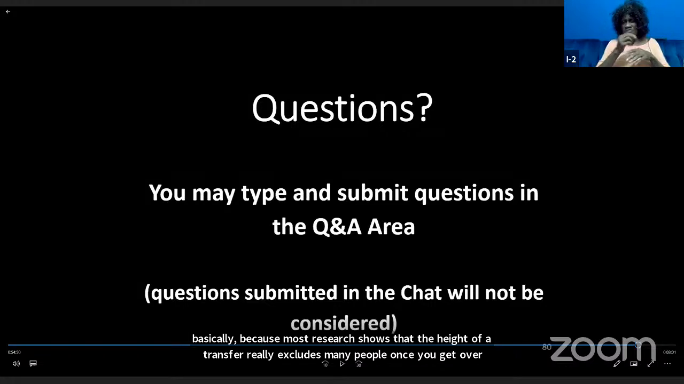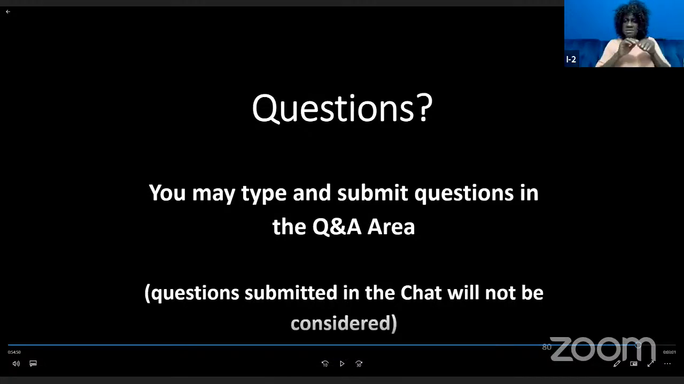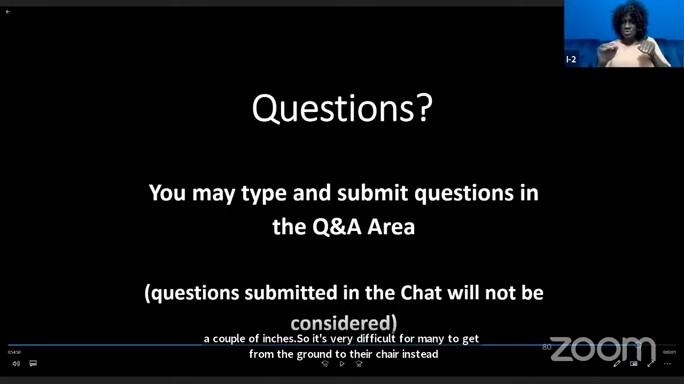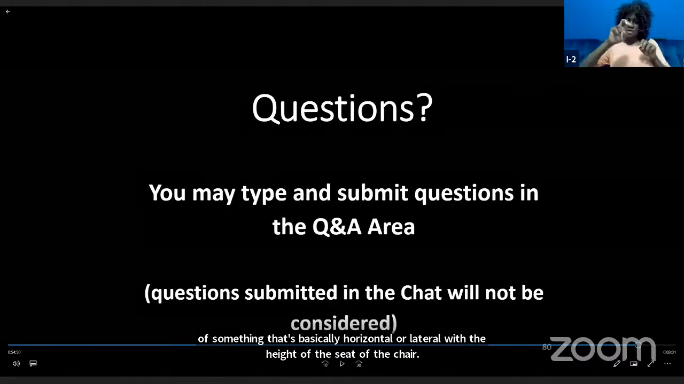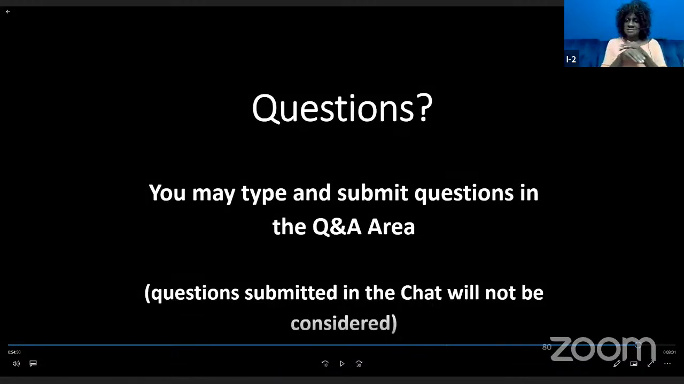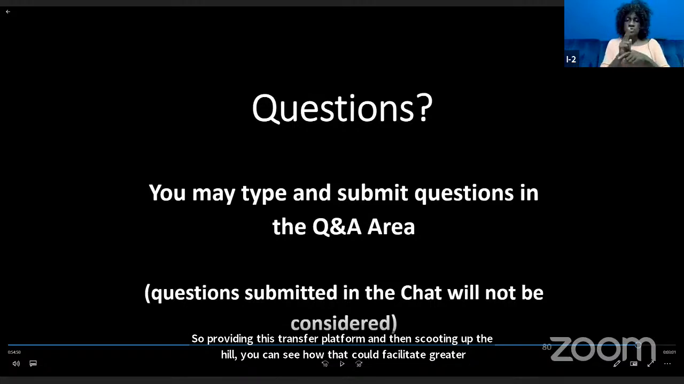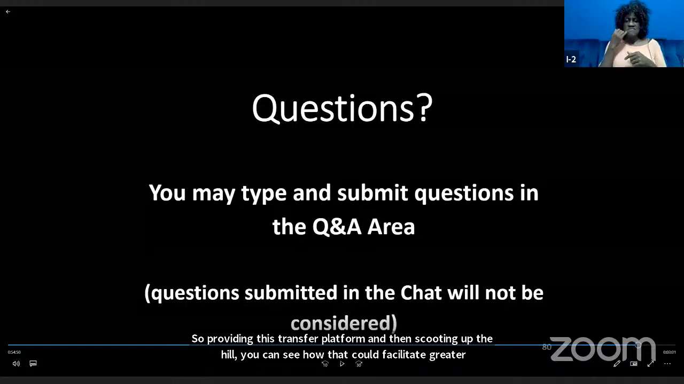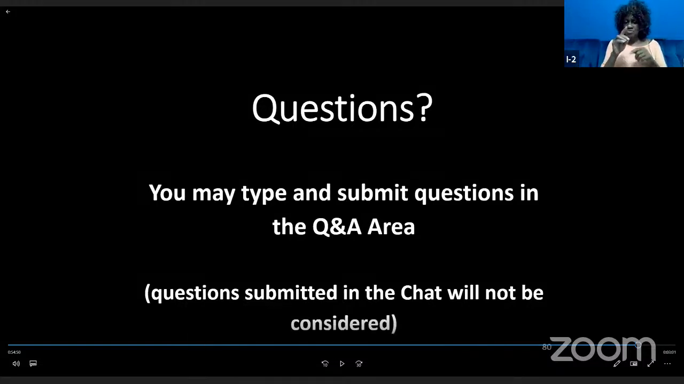So it's very difficult for many to get from the ground to their chair, compared with something horizontal or lateral with the height of the seat of their chair. By providing this transfer platform and then scooting up the hill, you can see how that could facilitate greater access by someone using a mobility device. And that's if it was just the mound alone, a ground level play component.